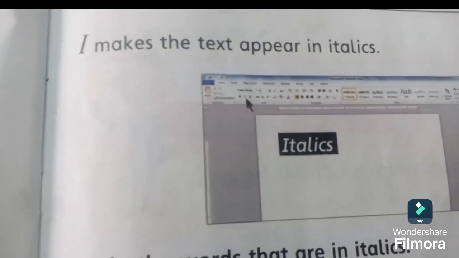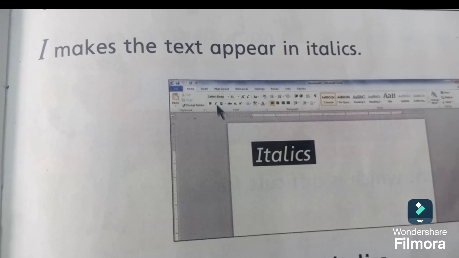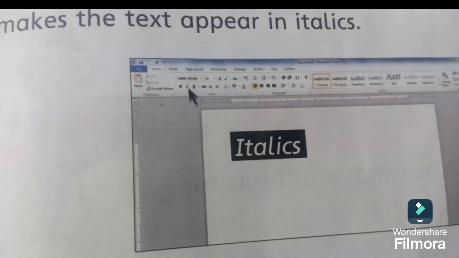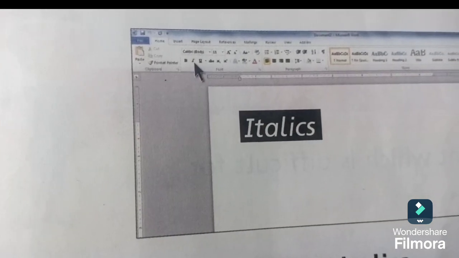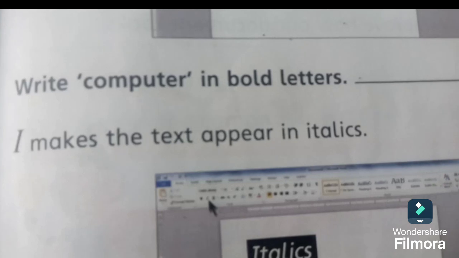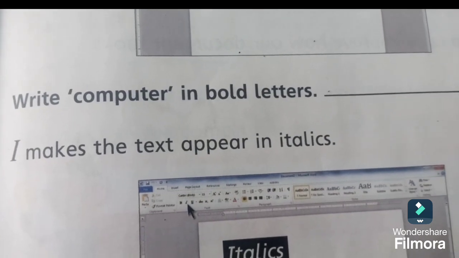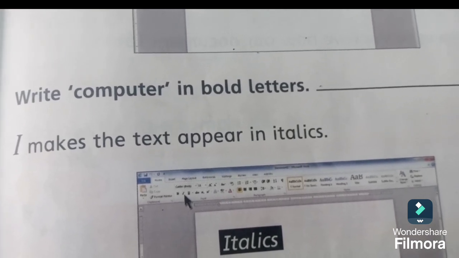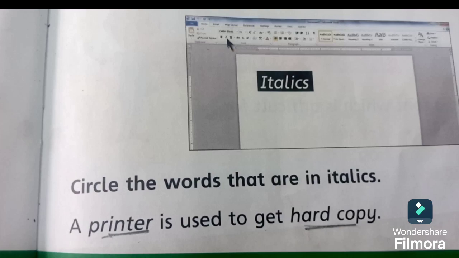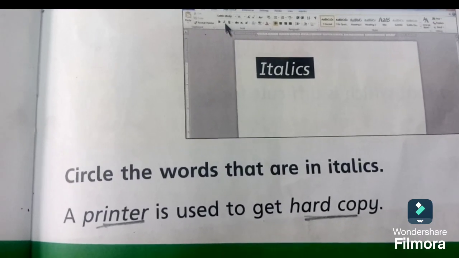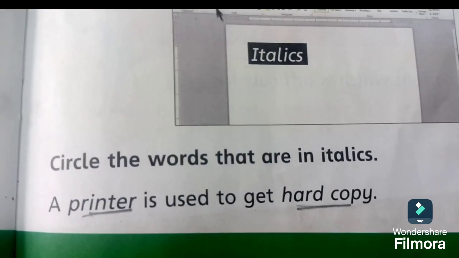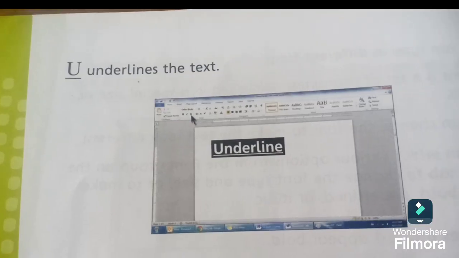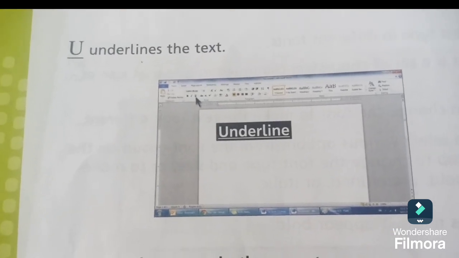Okay, let's move forward. I makes the text appear in italics. This is I, and it makes the text appear in italics. You can see here the words are written in the italics form. Okay students, you need to write computer in bold letters. I have given you an example on the board and you need to follow that example. Now this is the activity of italics. Circle the words that are given in italics. You need to find out what are the words that are written in the italics form and circle those words.